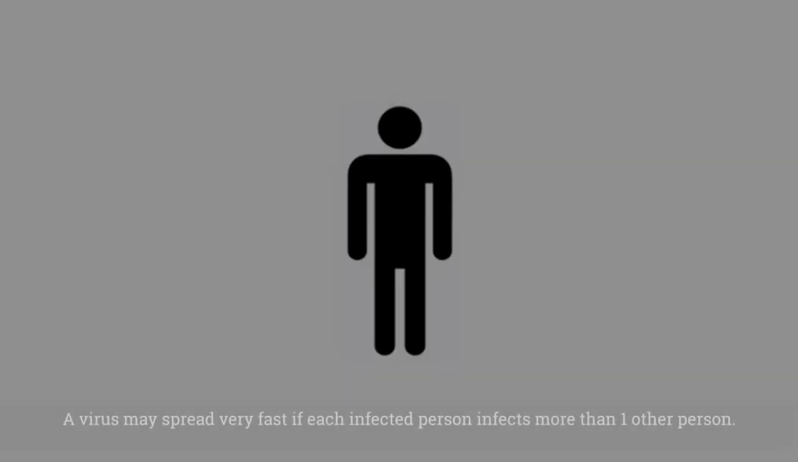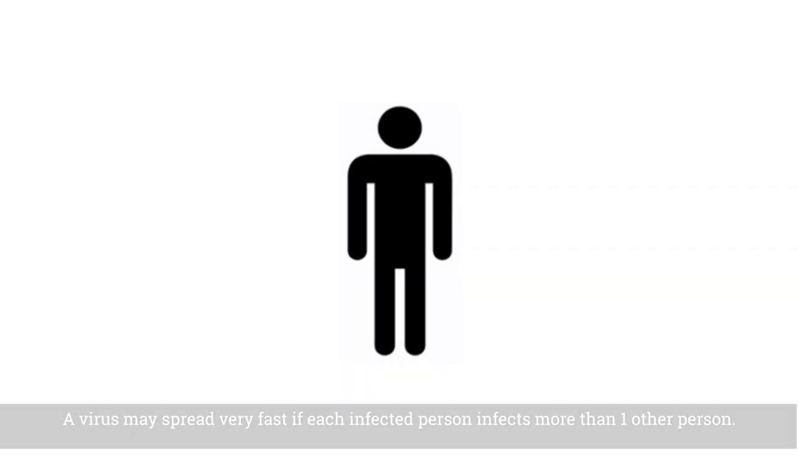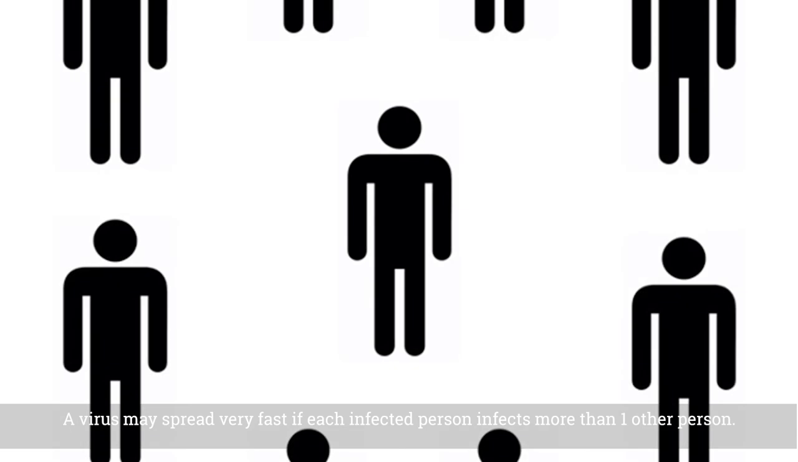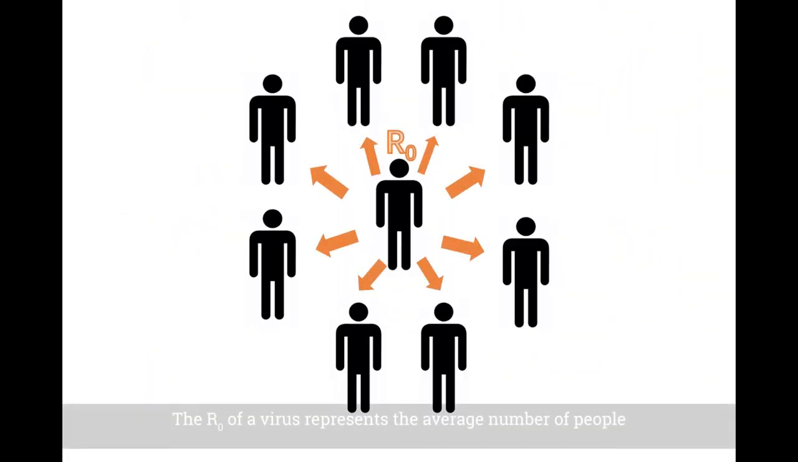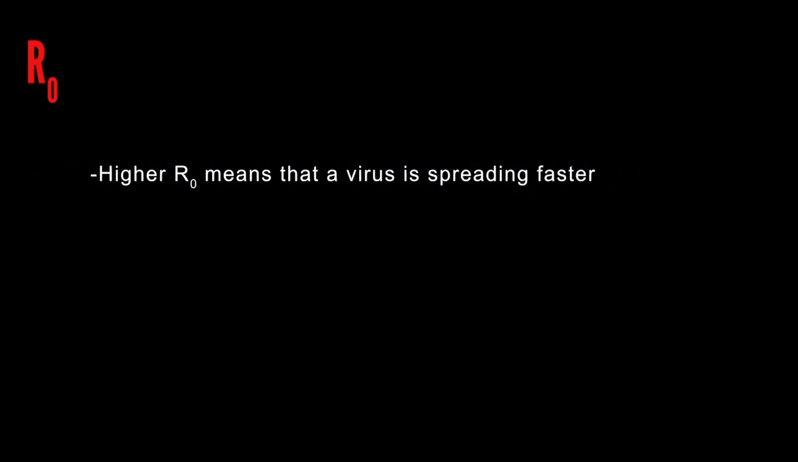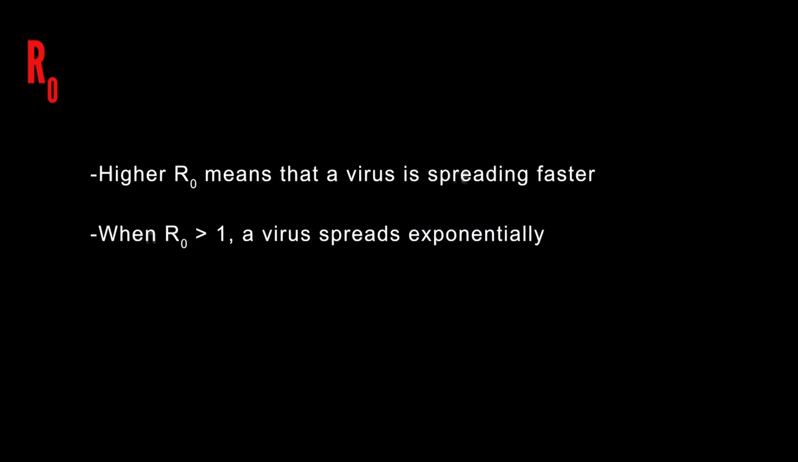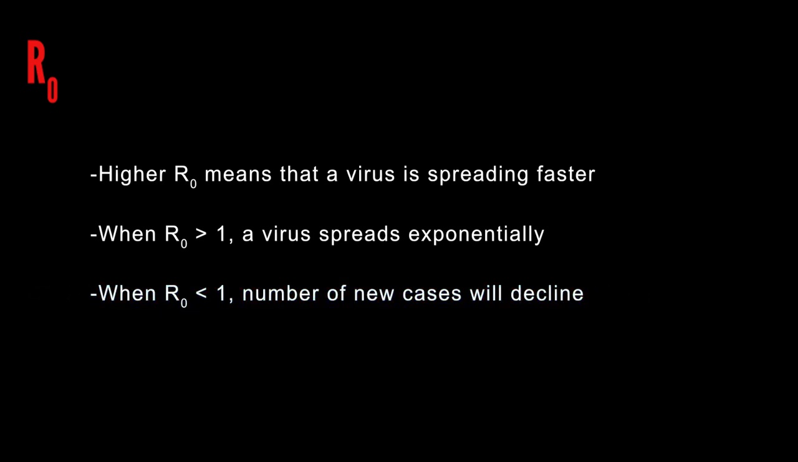A virus may spread very fast if each infected person infects more than one other person. The R-naught of a virus represents the average number of people that an infected person spreads the virus to. With everything else equal, a higher R-naught means that a virus is spreading faster. When a virus has an R-naught greater than 1, it spreads exponentially. When R-naught is less than 1, new cases of infection will decline.